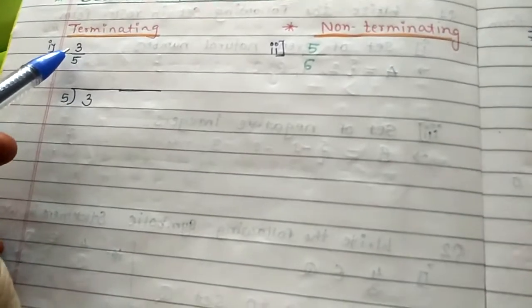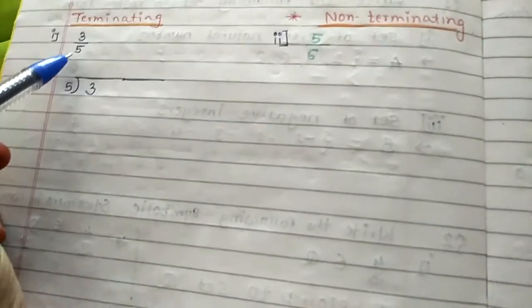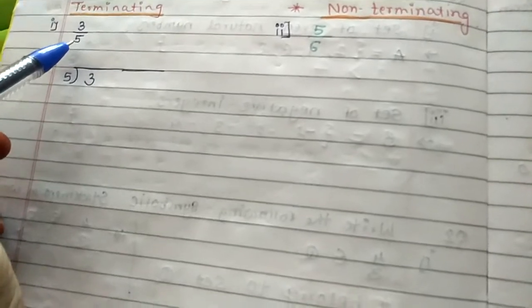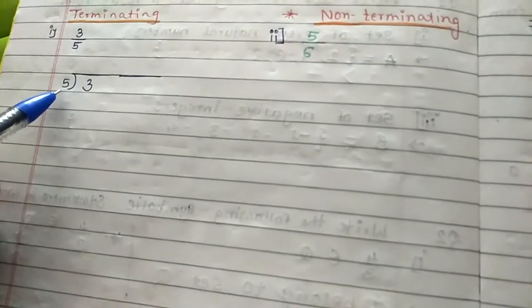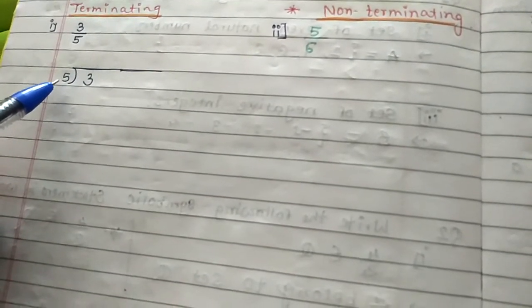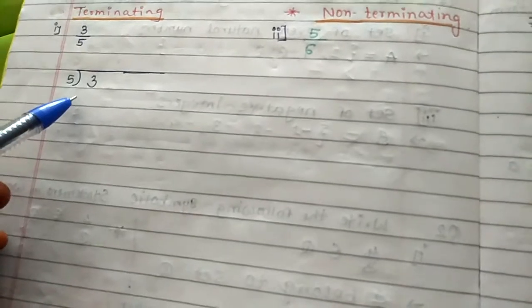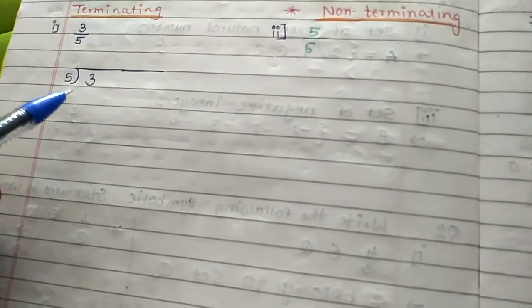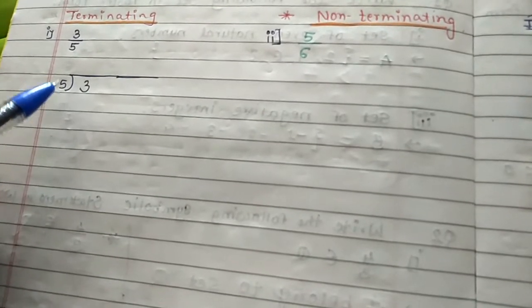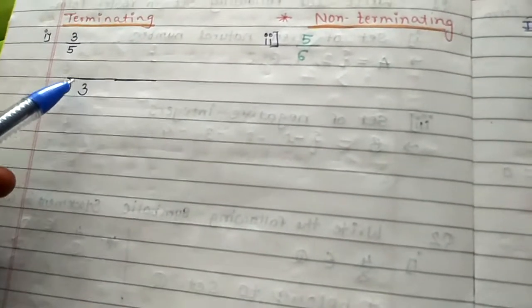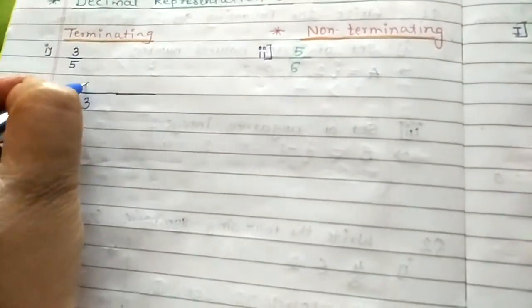So here, first I will explain with the help of an example. There is 3 upon 5. So here the denominator is 5. It means with 5 we have to divide 3, but 3 is smaller than 5, and here the divisor 5 is bigger than the dividend. In such a case, if the denominator is bigger than the numerator, first in the division we have to carry 0. So here first I am going to carry the 0.